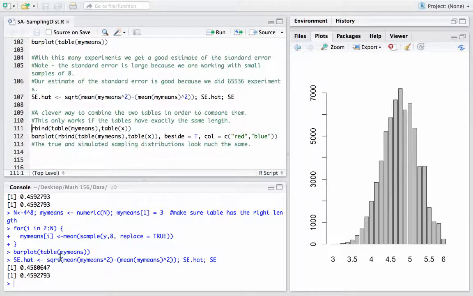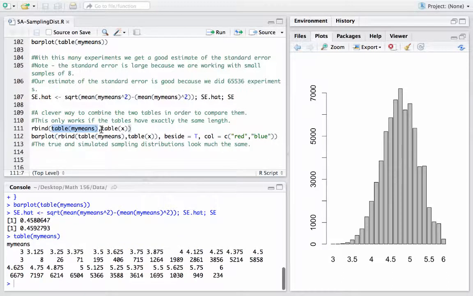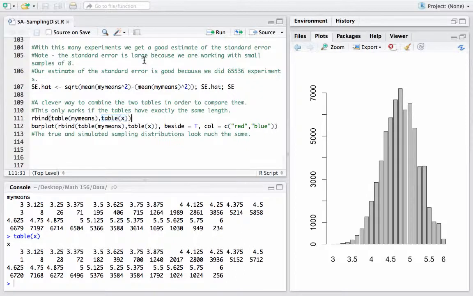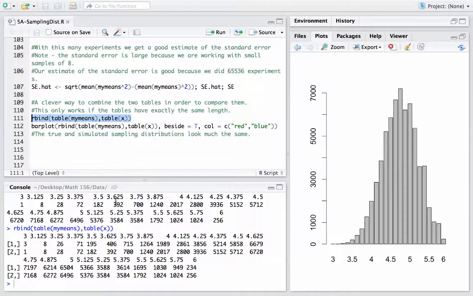And finally, Paul is going to row bind these tables together, so let's take a look at them individually first. Tabulate all the possible means. Tabulate our samples. And stack them. So rbind is just row bind. The tables have been stacked.